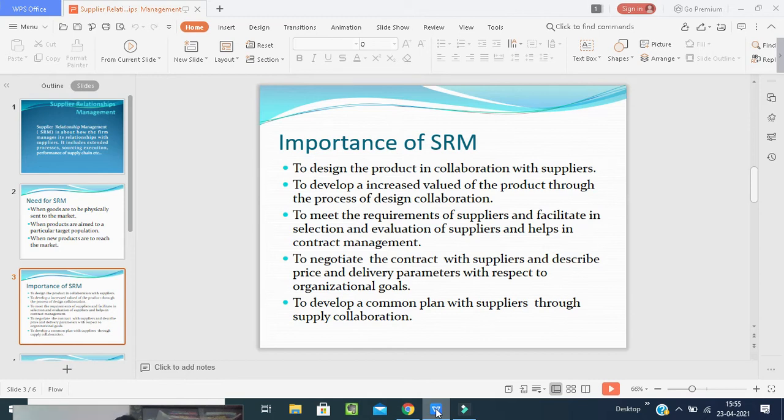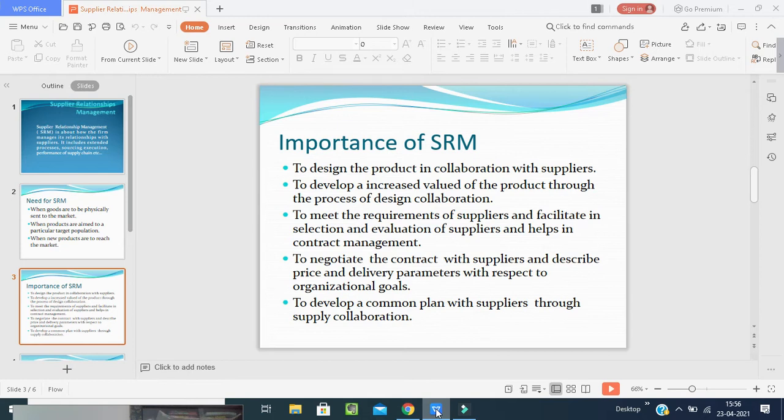Now, what is the importance of SRM? To design the product in collaboration with suppliers, we have to design the product in such a way that the collaboration with the supplier should be there. Now, to develop an increased value of the product through the process of design collaboration. We have to increase the value, and also develop the product, that means creating demand for the product through design collaboration. The design should be such that its demand increases and its value is there in the market.